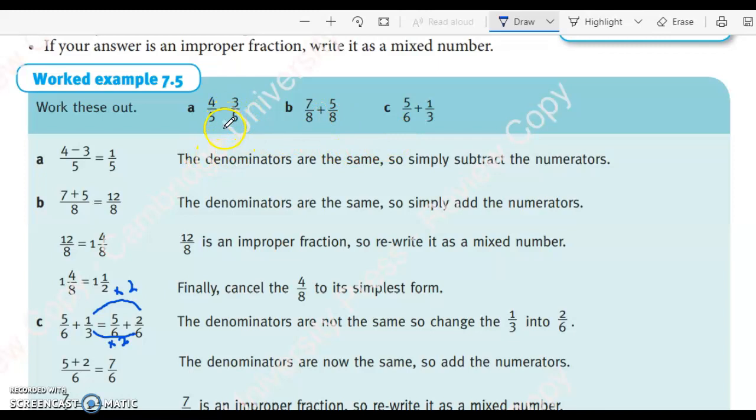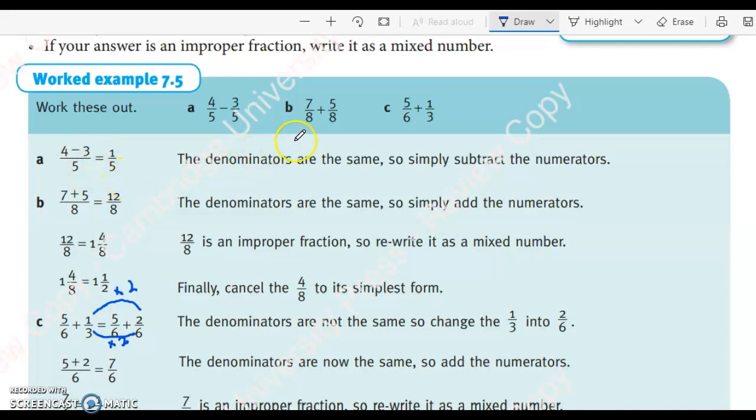The first one is 4 out of 5 minus 3 out of 5. Look at the denominators. Are they the same? Yeah, 5 and 5, they are already the same. So we just simply subtract the numerators. So 4 minus 3 equals 1. So we have 1 out of 5. Let the 5 be 5.